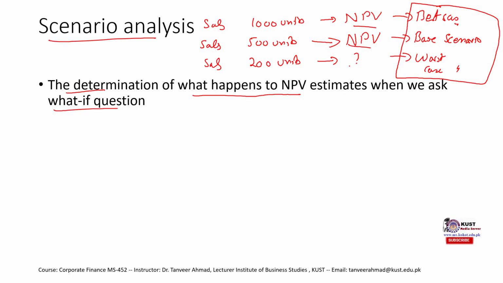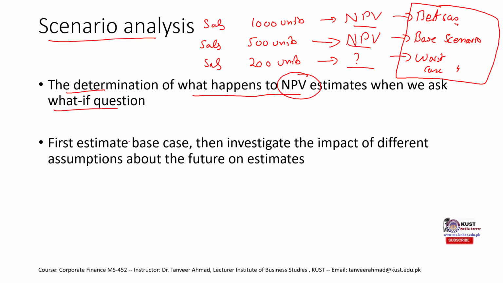Estimating NPV or other estimation technique for different scenarios. So determination of what would happen to NPV. This NPV is written just for example, but it can be anything other than NPV when we ask what if question.